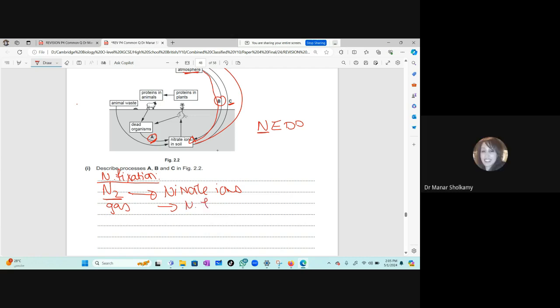Yes, nitrogen fixing bacteria. Where are they found? In the soil or the roots. Yes, in the soil, either free in the soil or in the roots of some types of plants called leguminous plants. Please study well. Remember the details.